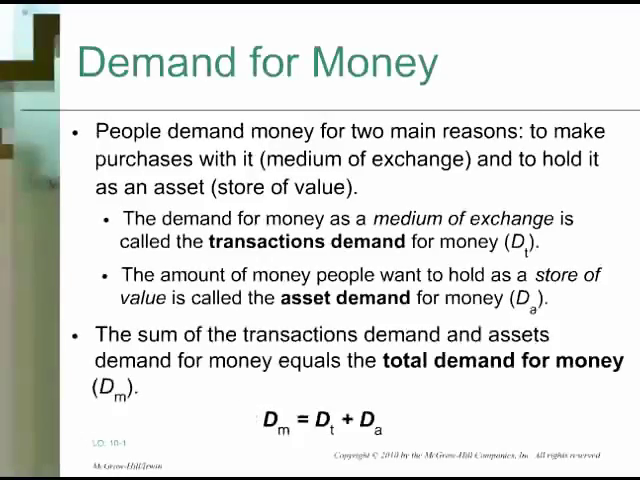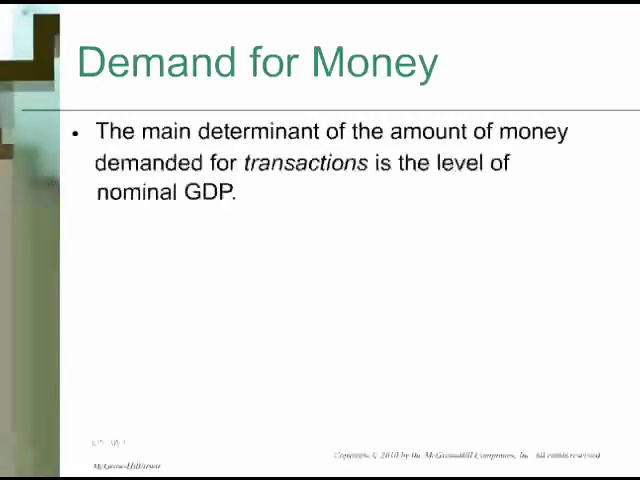People demand money for two main reasons: to make purchases with it, medium of exchange, and to hold it as an asset, store of value. The demand for money as a medium of exchange is called the transactions demand for money. The amount of money people want to hold as a store of value is called the asset demand for money. The sum of the transactions demand and asset demand for money equals the total demand for money.